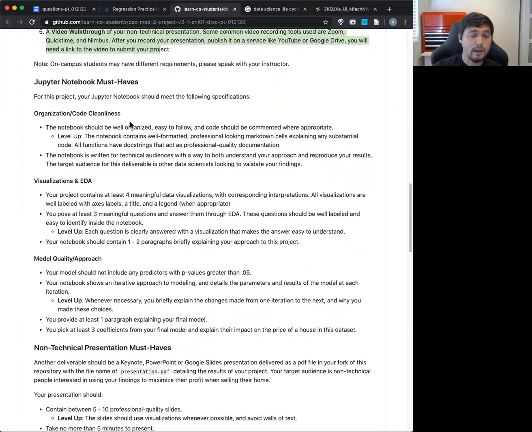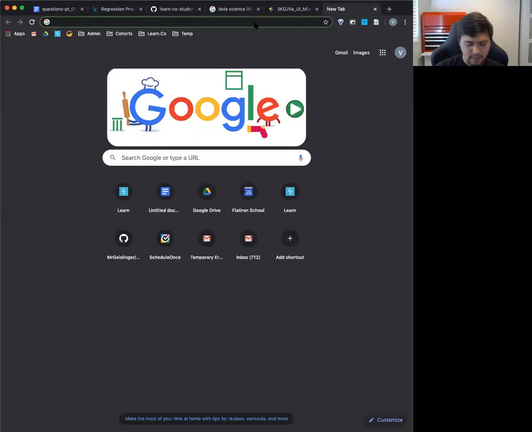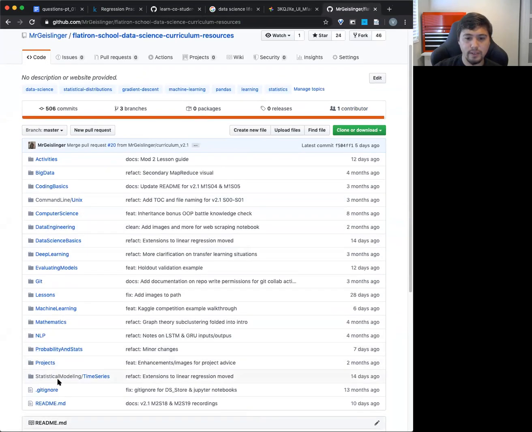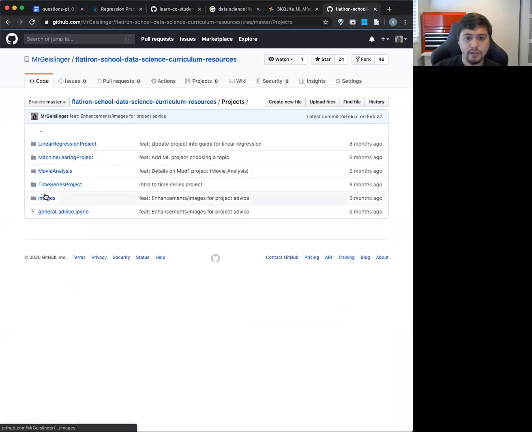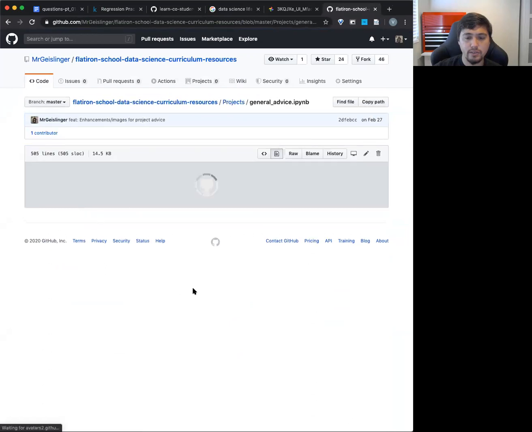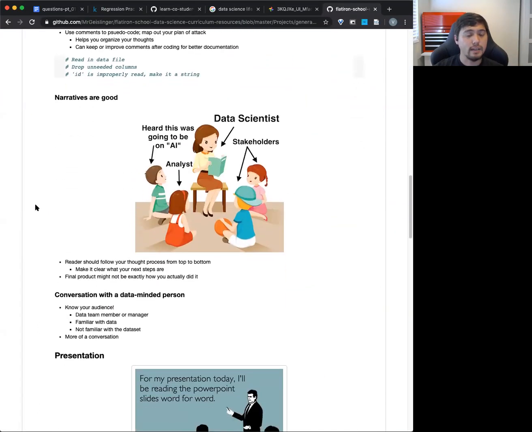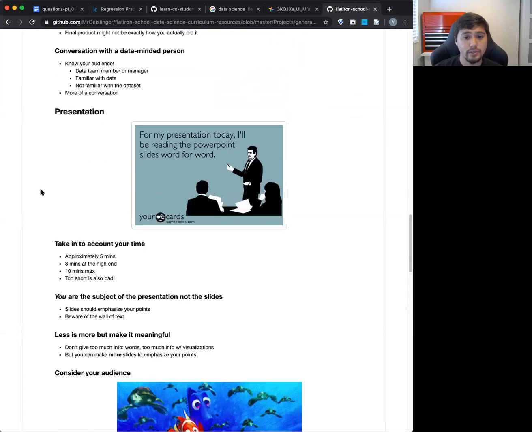I also have it on the repo, like advice, right? You guys know what I'm talking about, that little notebook I had before. That should still apply. I'm just going to pull it up real quick. Projects, general advice. It's loading. Once it loads, this general idea of the notebook and what you should do is all in here, and it still applies to this project and all the other projects too.